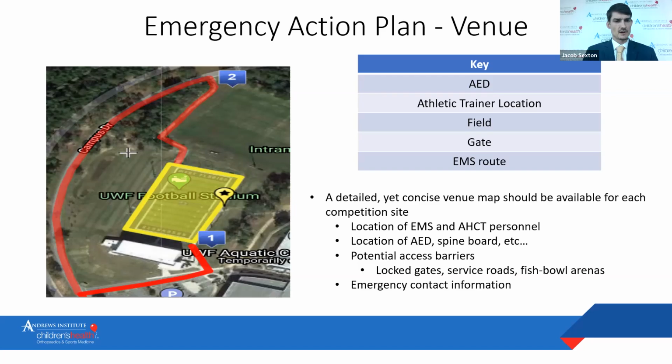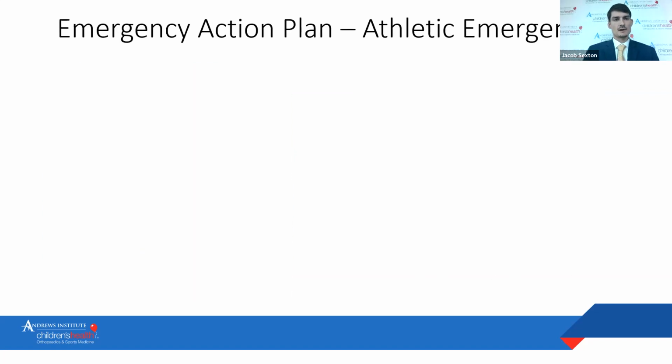So they need to be easily labeled so that in the event the EAP is activated, all members of the athletic healthcare team can help guide EMS to the appropriate location. So what should you evaluate for and what should you prepare for in your emergency action plan?